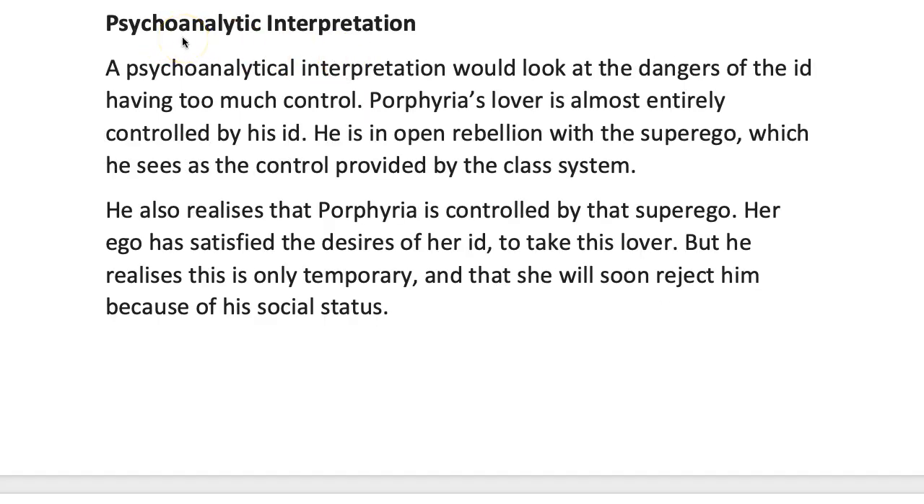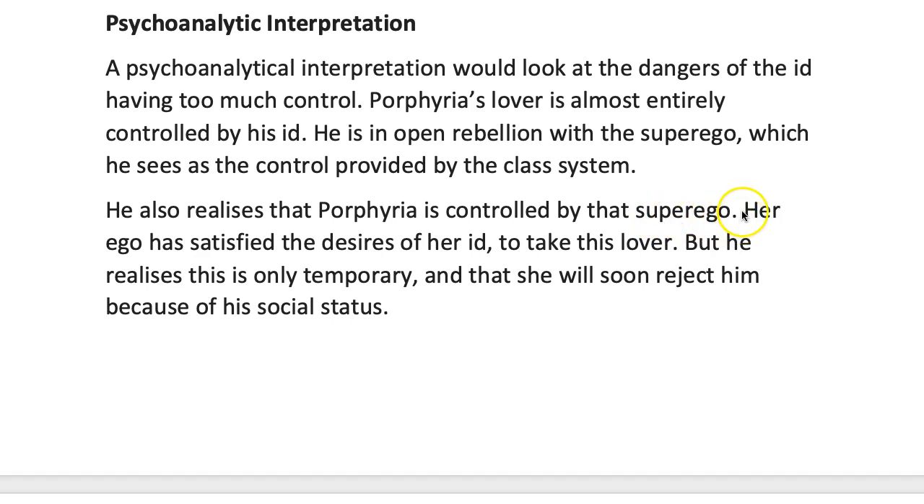Okay, let's apply that to the poem. A psychoanalytical interpretation would look at the dangers of the id having too much control. Porphyria's lover is almost entirely controlled by his id. He is in open rebellion with the superego, which he sees as the control provided by the class system. He also realizes that Porphyria is controlled by that superego.